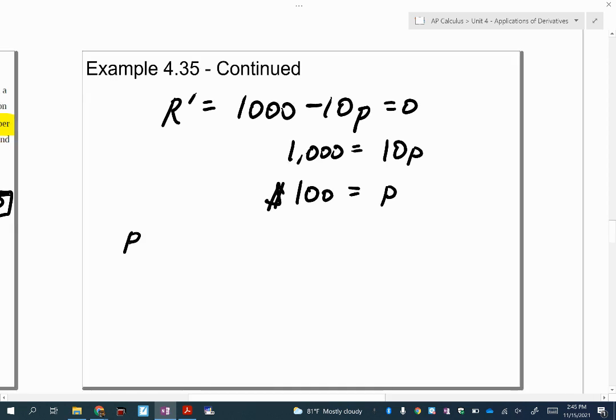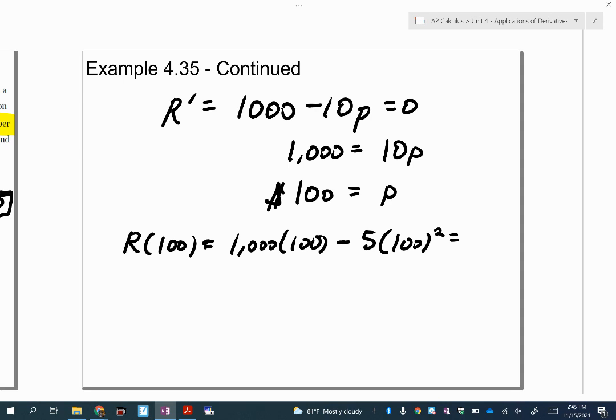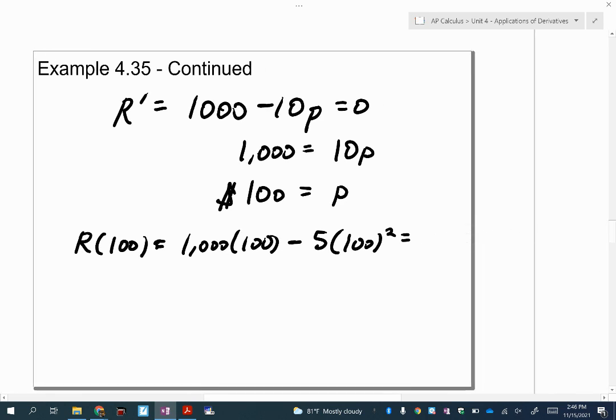So let's evaluate the revenue function at 100. So that's going to be 1,000 times 100 minus 5 times 100 squared. All right. So we have 1,000 times 100 minus 5 times 100 squared. And that's going to be a revenue of $50,000.